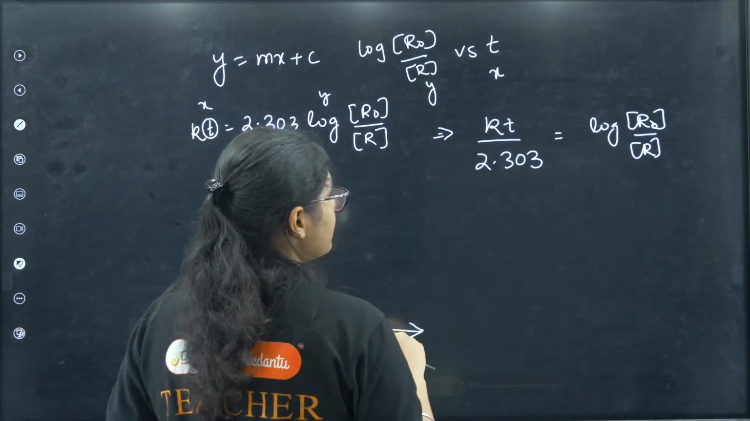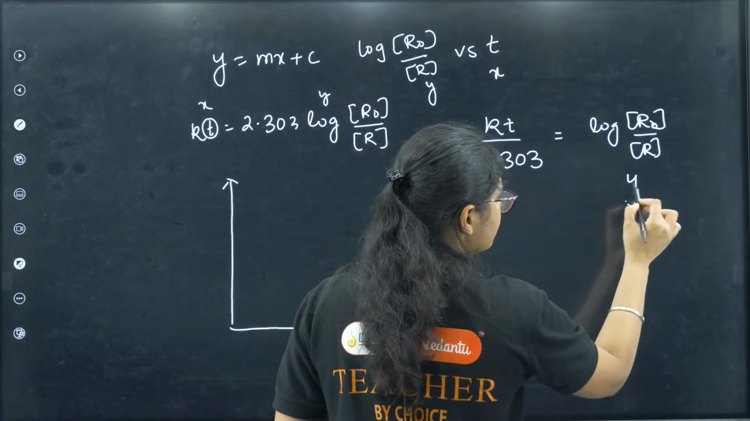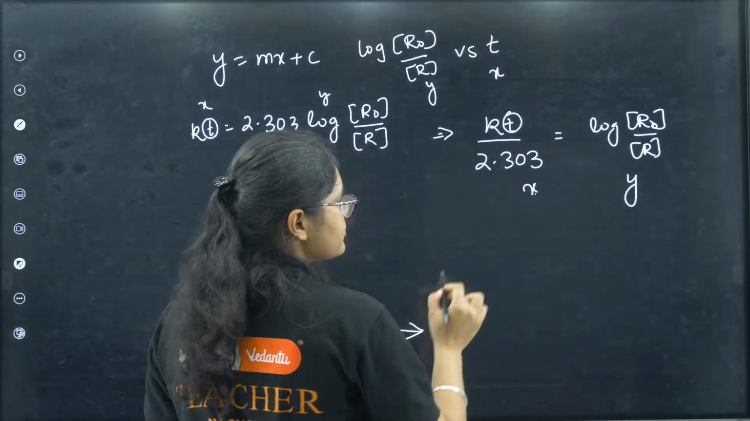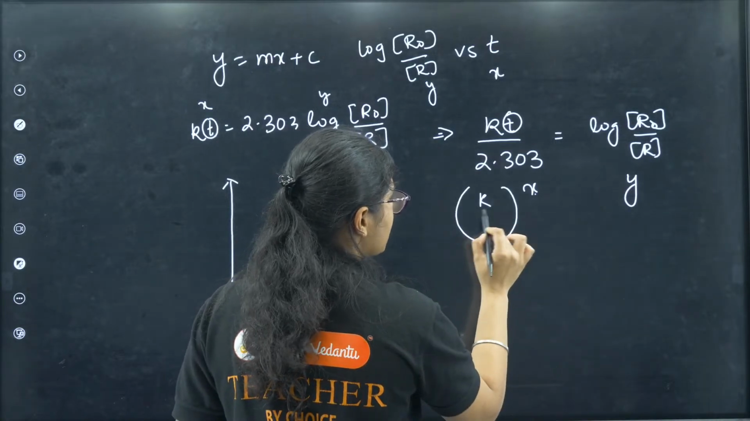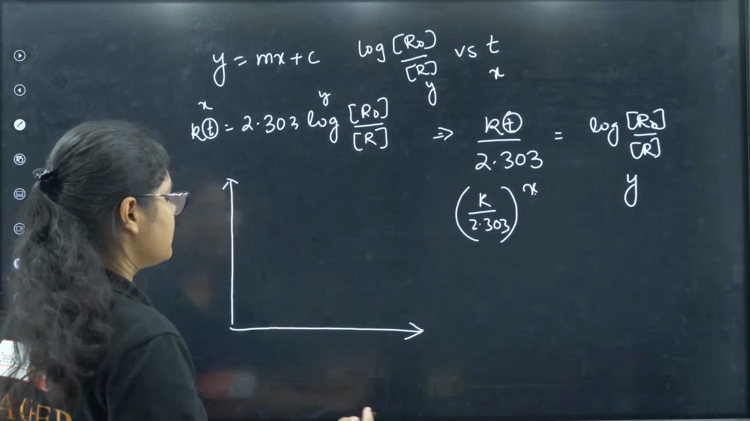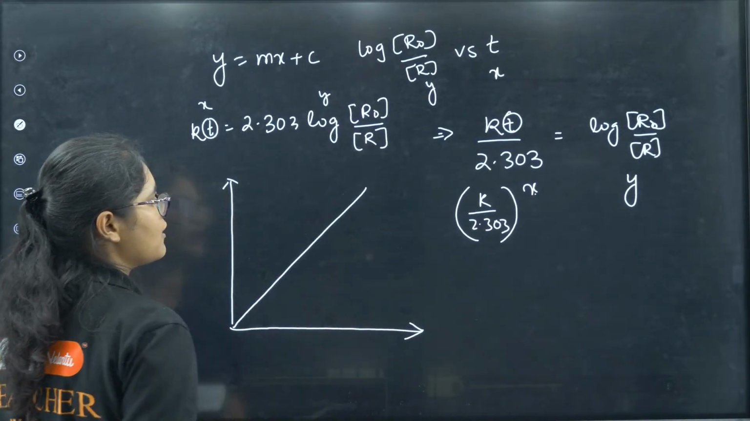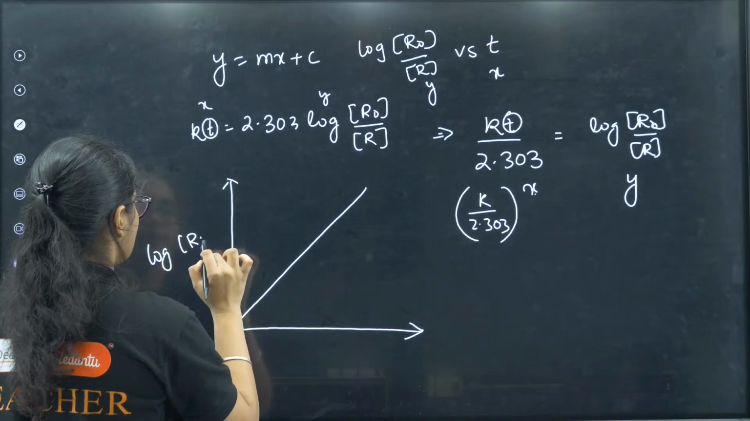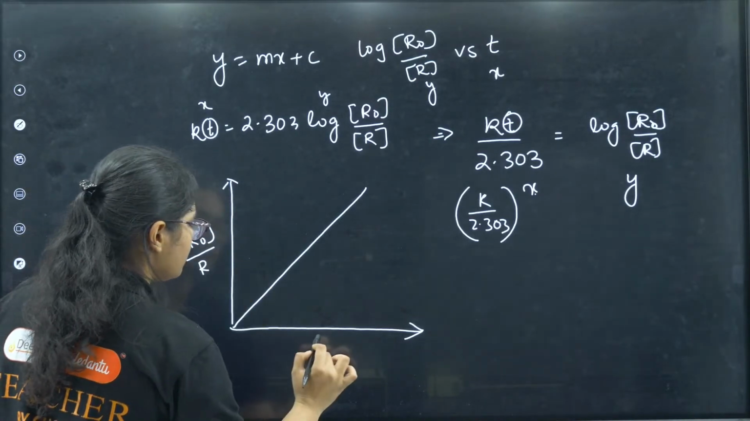Okay, so now you see, this is your y value and this is your x value, which is t. Then what is the slope value here? K by 2.303. It is a positive number starting from 0. So the graph is like this. So you will have log of r naught by r versus t.